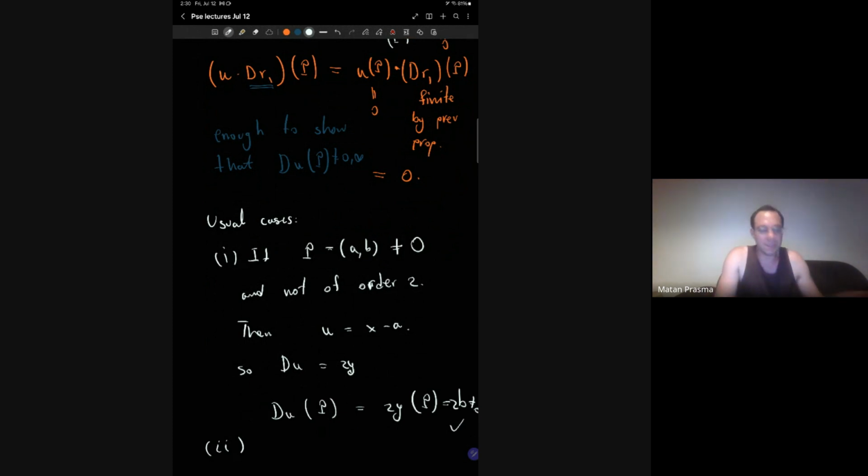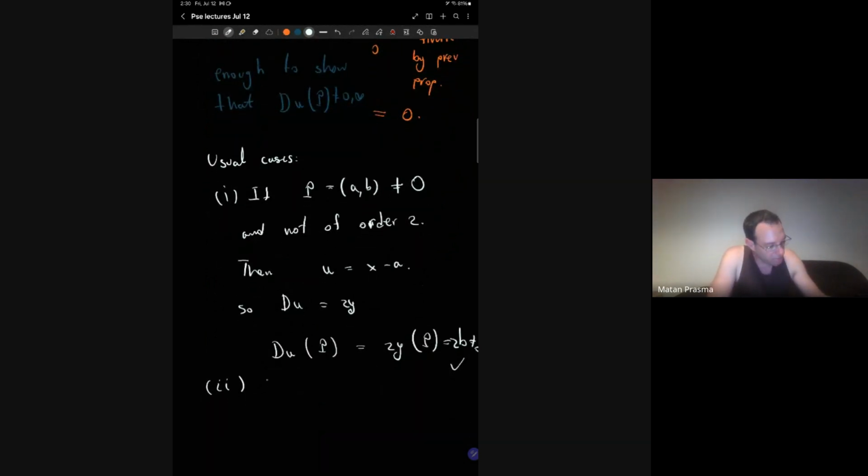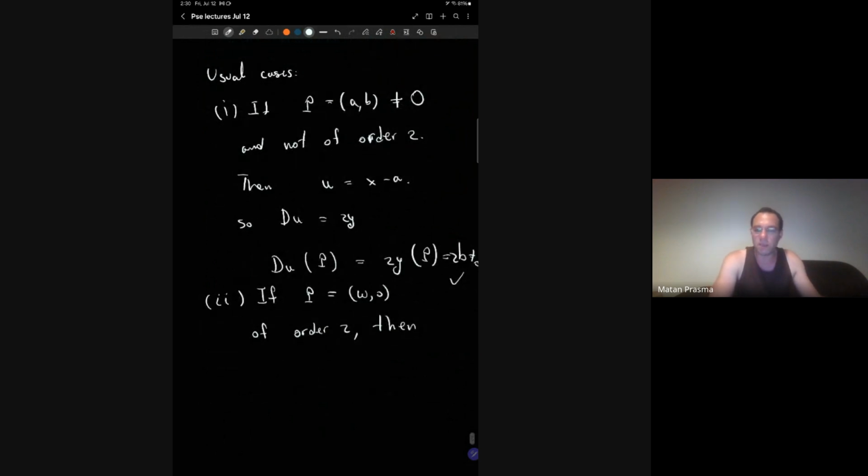And now, second case, what is it? If P is, let's say, some (omega, 0), of order 2, then the uniformizer for points of order 2 is simply y. So D of U is 3x squared plus A. And 3x squared plus A, I remind you, is the derivative of the x polynomial of the elliptic curve.